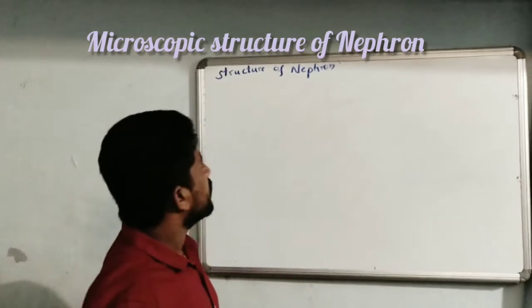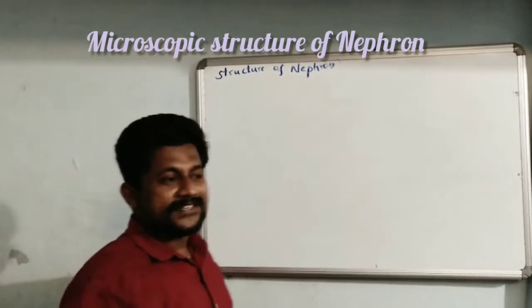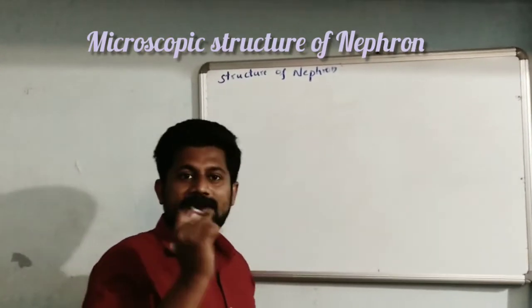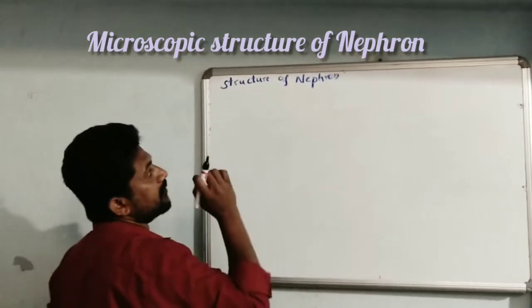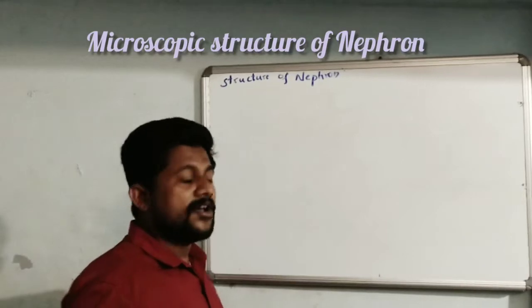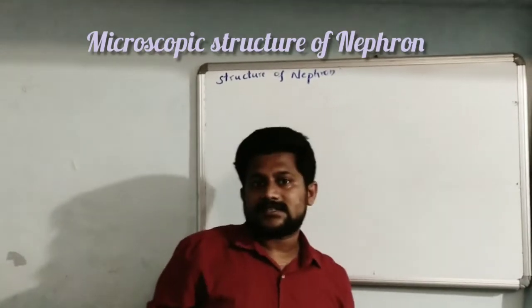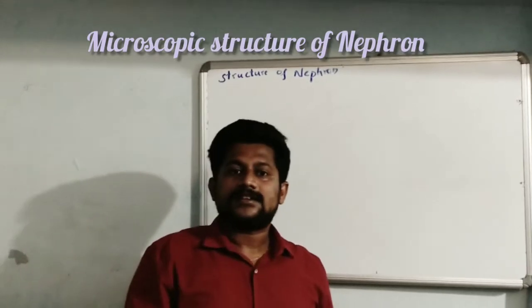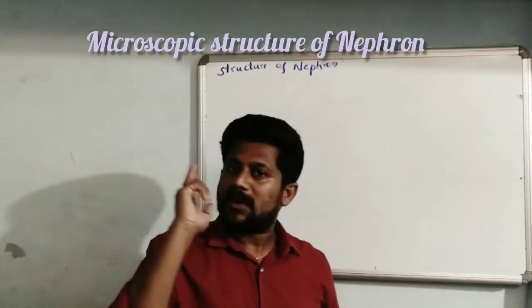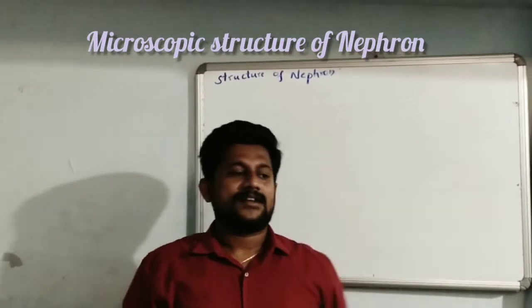Hello students. In the previous class we discussed the structure of the nephron and types of nephrons. Let's see the microscopic structure of the nephron in detail. The nephron has two portions, the Malpighian body and the renal tubules.